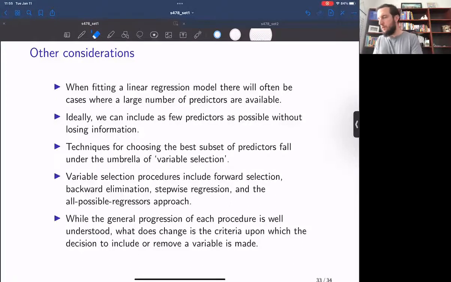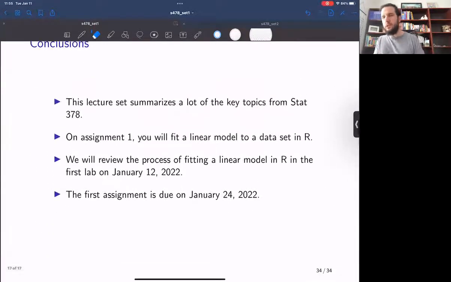And as I mentioned before, essentially assignment 1 is a review of that model fitting process with variable selection included at some stage. So we will review how to do this in R in lab tomorrow. But this first assignment is essentially based off the concepts from this first lecture set, which is a review of the concepts from Stat 378.